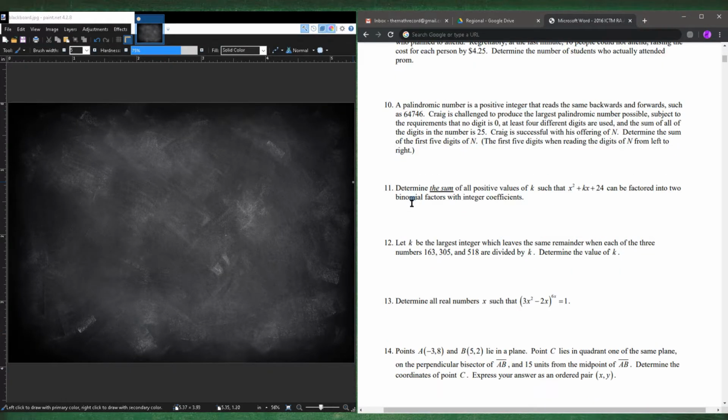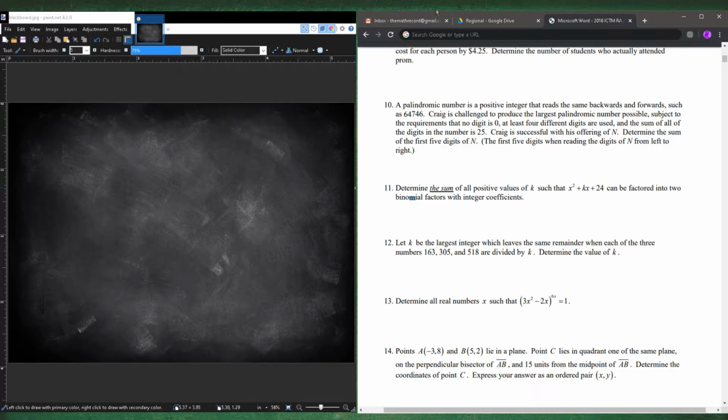Okay, number 10. A palindrome number is a positive integer that reads the same backwards and forwards, such that 64,746 is one, right? Because if you read it from the right or the left, it's still the same number. So Craig is challenged to produce the largest possible palindrome, such that there is no digit 0, at least four different digits are used, and the sum of all the digits in the number is 25. So what are the first five digits of that palindrome?